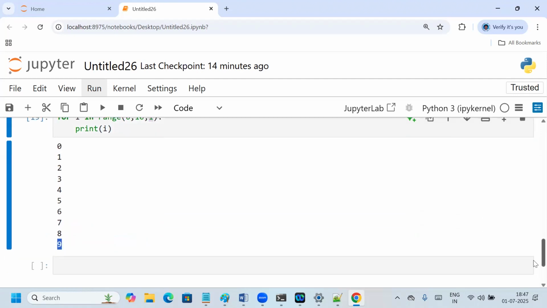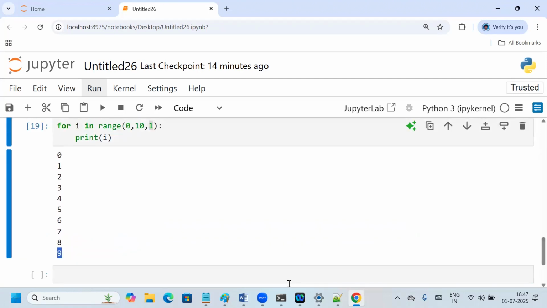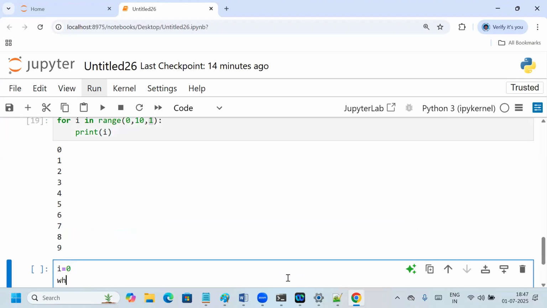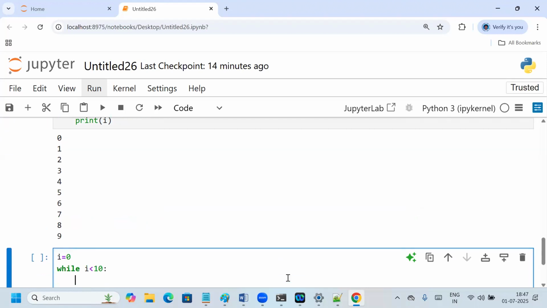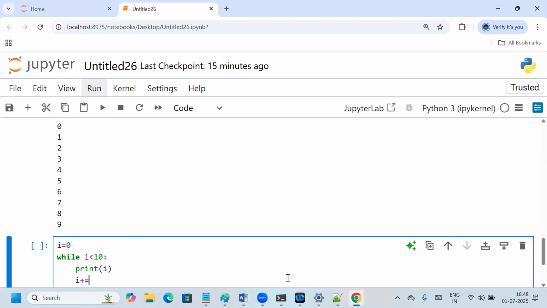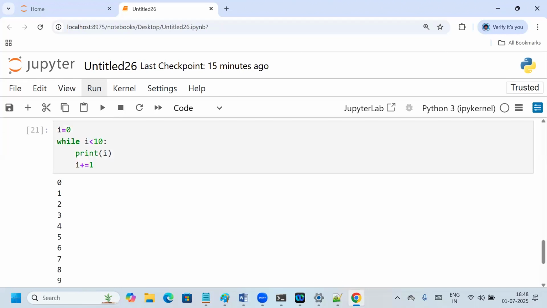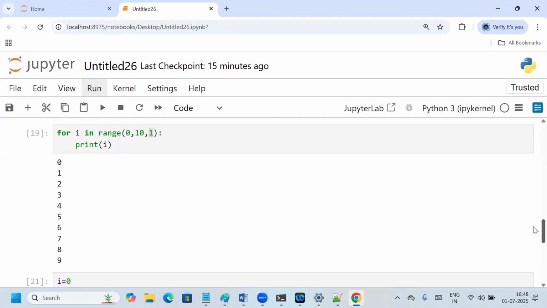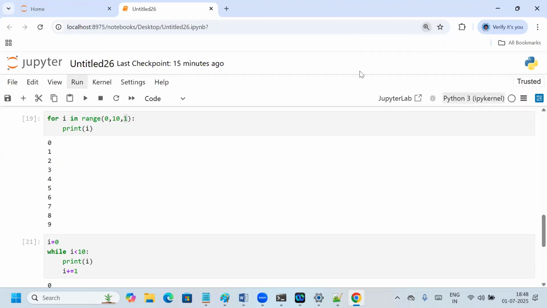Suppose the same code I have to write with the help of while. How to write? i equals 0, while i is less than 10, print i, then i plus 1. It will give the same output. Then what is the difference between the above one and the below one? Both codes are in front of you.